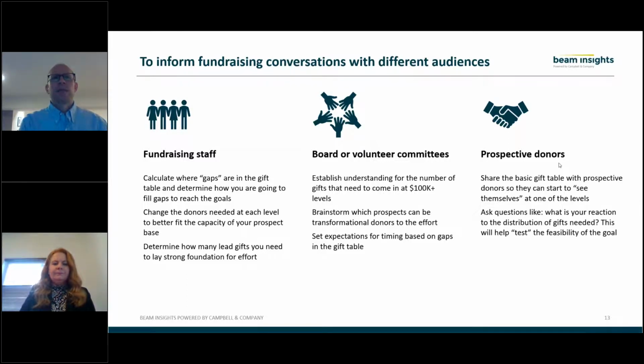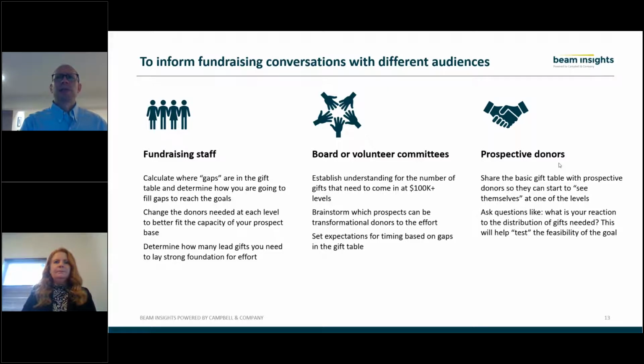I think 10, 15 years ago, gift tables were really a static tool. You would set them at the beginning of an initiative and track to them, but not really change them as you move throughout any initiative or any kind of goal that you might be pursuing. More and more, we're seeing gift tables be dynamic and updated on a frequent basis, be that daily, weekly, or otherwise.